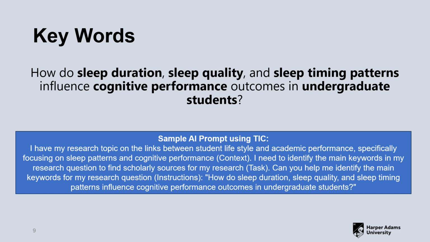Keywords are the most descriptive terms in a question, or a quick description of a topic. If you write out the question or topic, you could remove the articles and connective words to narrow down to the keywords. For example, in "How do sleep duration, sleep quality and sleep timing patterns influence cognitive performance outcomes in undergraduate students", I wouldn't pick influence or outcomes as keywords because they only describe the relationship between the keywords that I have put in bold on the screen.